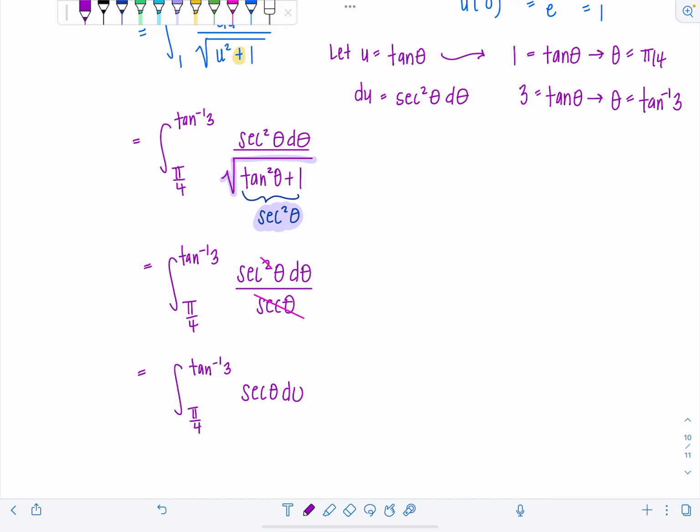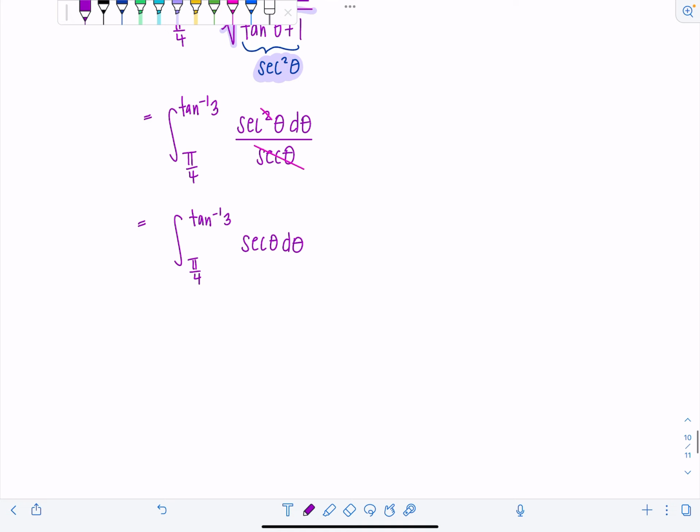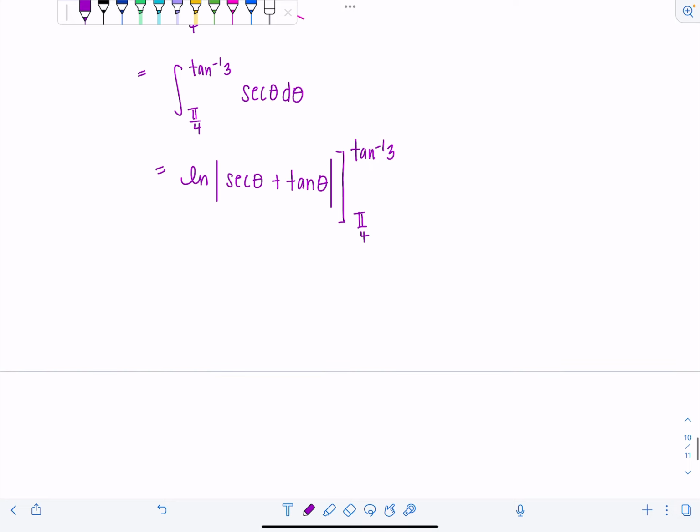d theta. And this, you should just memorize the antiderivative for. It's going to be natural log absolute value, secant theta plus tangent theta, and then we'll evaluate that on our limits of integration from pi over 4 to tan inverse of 3. How are we doing? Okay, so now let's see how your trig is.